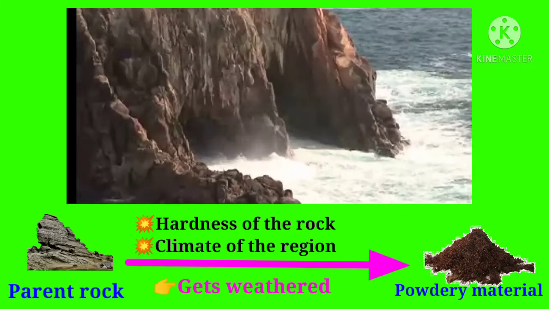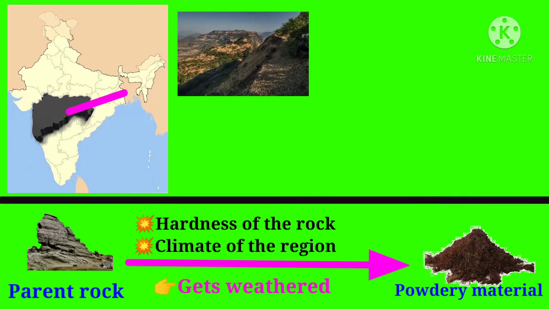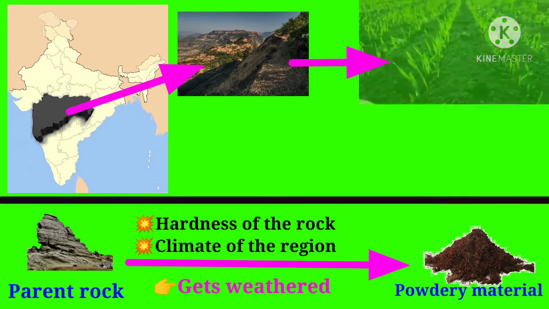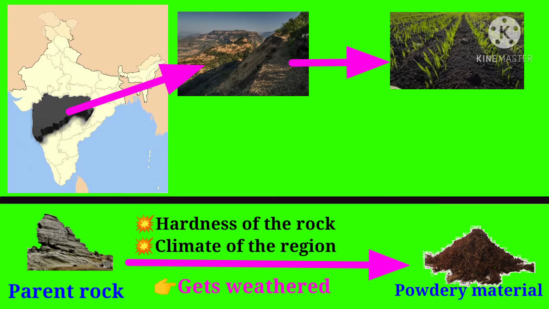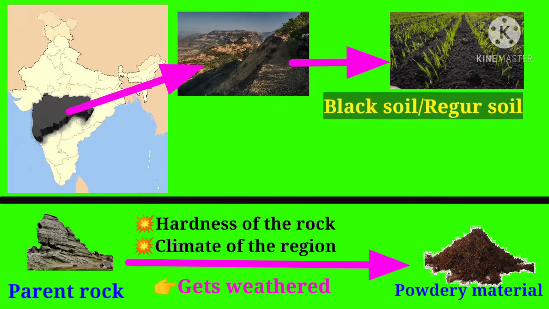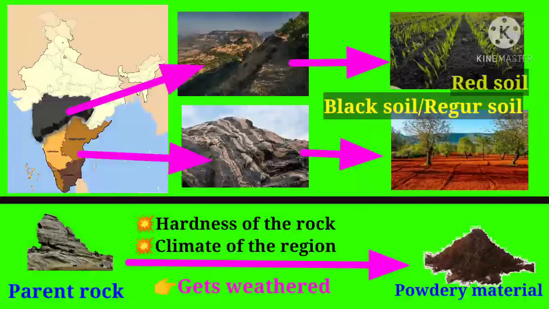For example, the basalt rock of the Deccan Plateau in Maharashtra turns into black soil after weathering. This soil is also referred to as regur soil. Rocks like granite and gneiss in South India give rise to red soil.